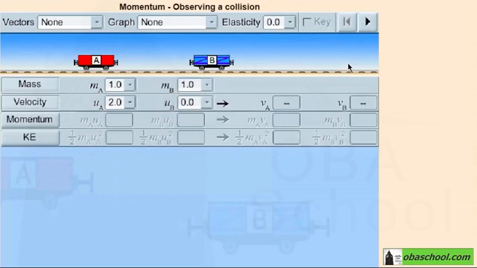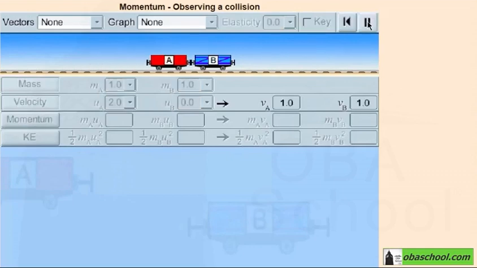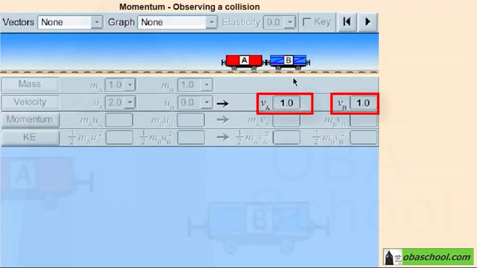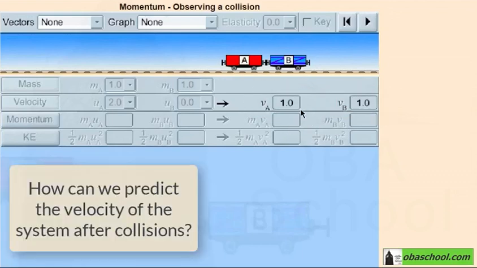Now we're going to watch what will happen in this simulation. Truck A collides with truck B. With what velocity do they move after collision? Well, they move with a velocity of 1 meter per second. So how can we calculate or predict the velocity?